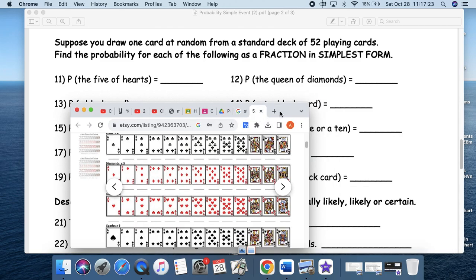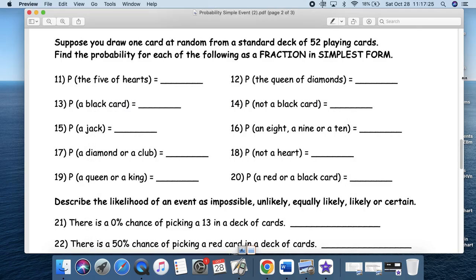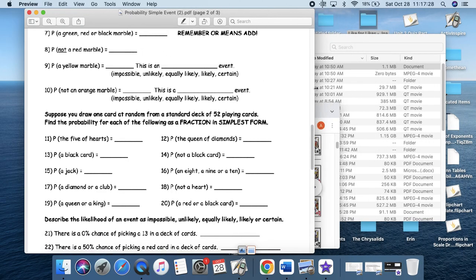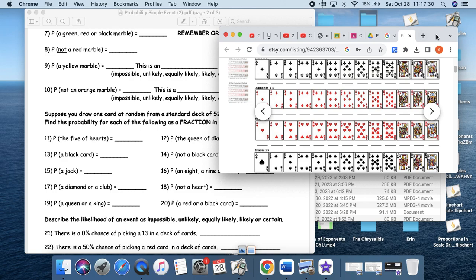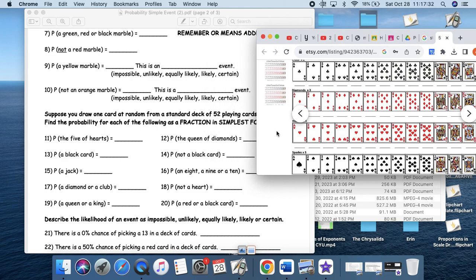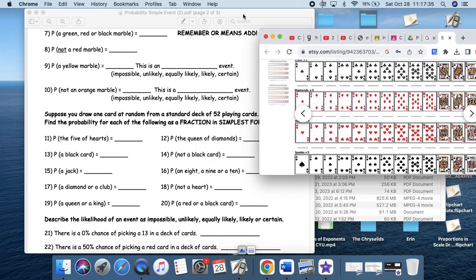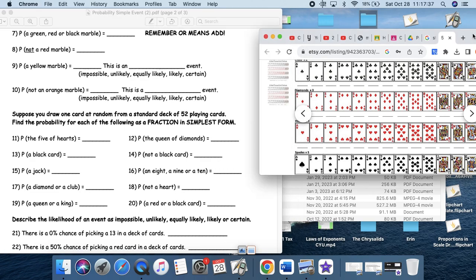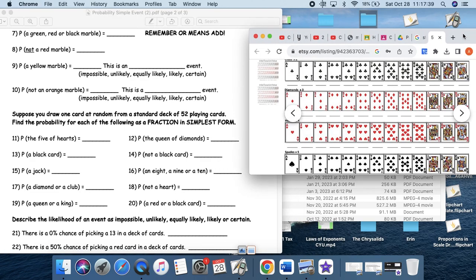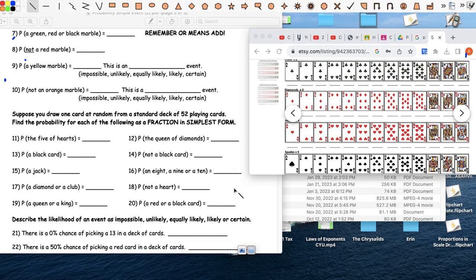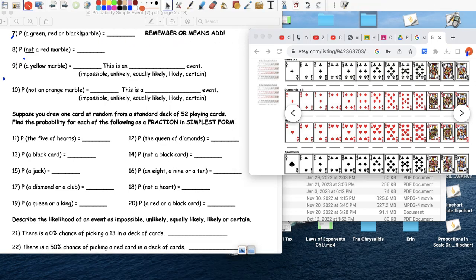Okay, I'm going to make this smaller. Okay, alright, we got something. So, let's see if we can use the pictures. Right, here we go. 5 of hearts. So 5 of hearts is this guy right here. So you have a 1 out of 52 because there's 52 cards in total.